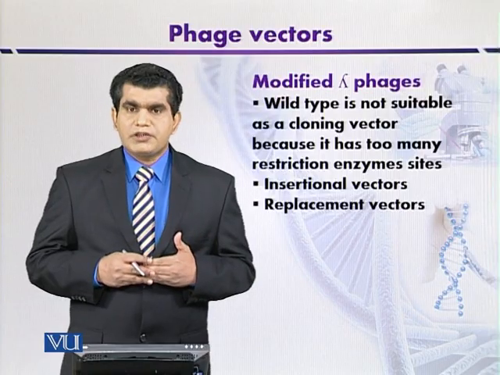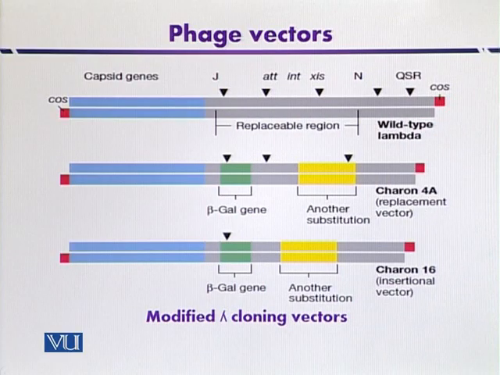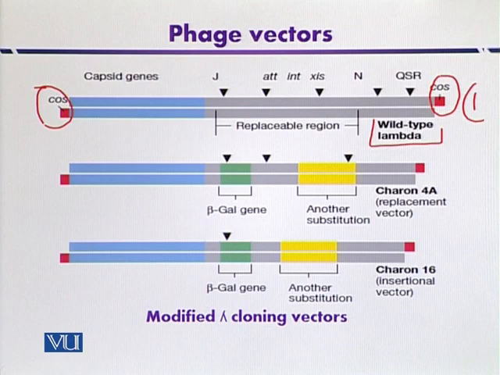Now briefly we can focus on what types of lambda derivatives there are. The first example is the wild type lambda here. It indicates the different regions of the lambda genome. The 5' ends, the red portions, are indicated by the cohesive sites or cos site, where complementary base pairing occurs, by which after entering the host organism, these complementary base pairs can join, and the linear duplex DNA molecule is converted into circular form.